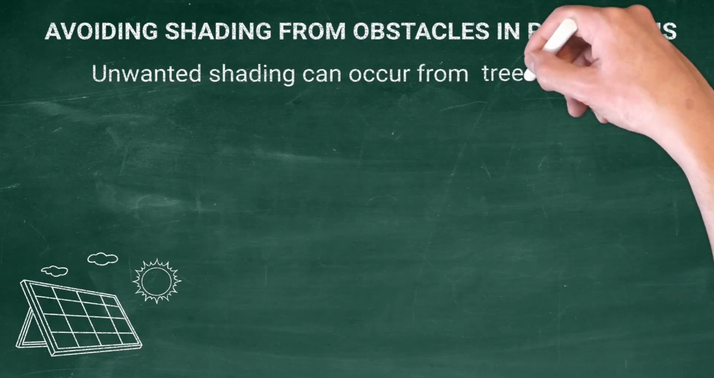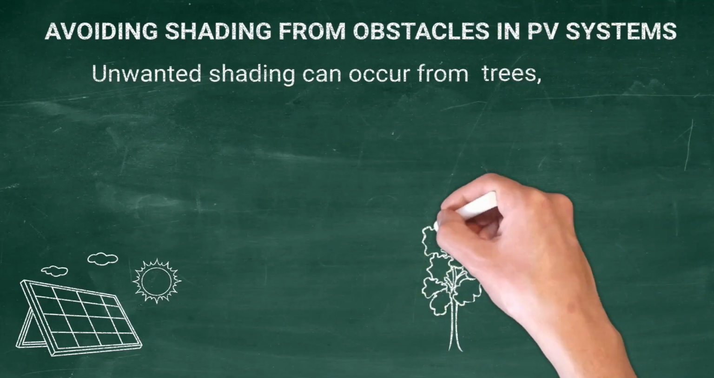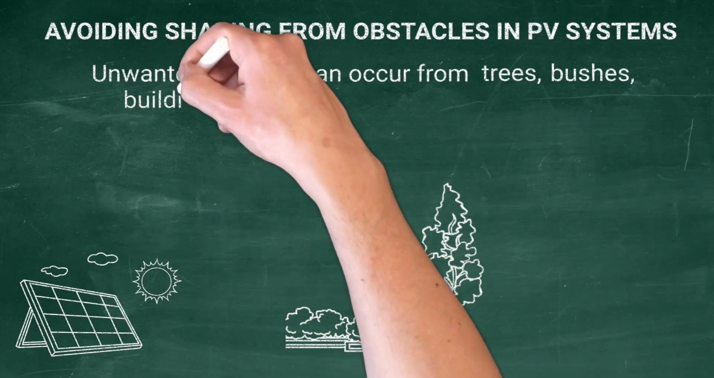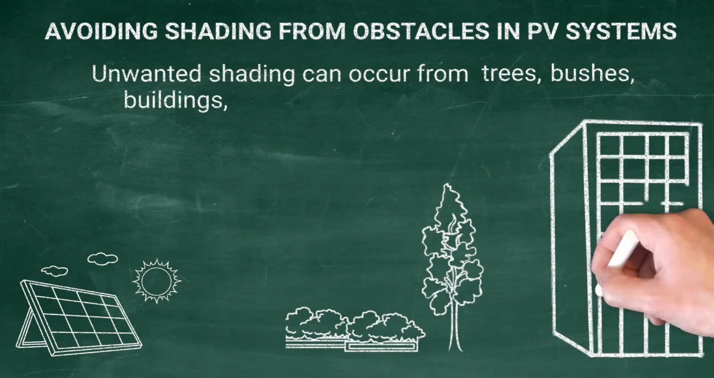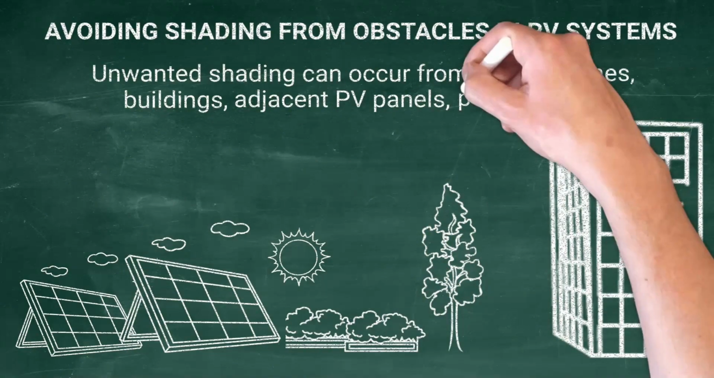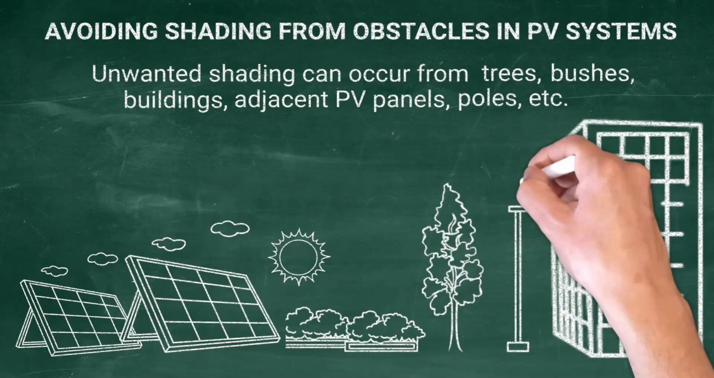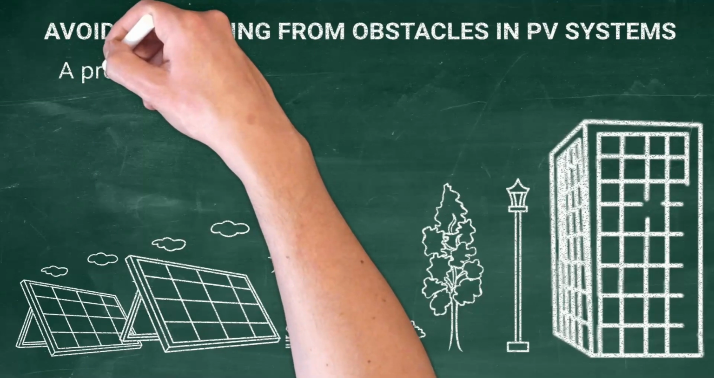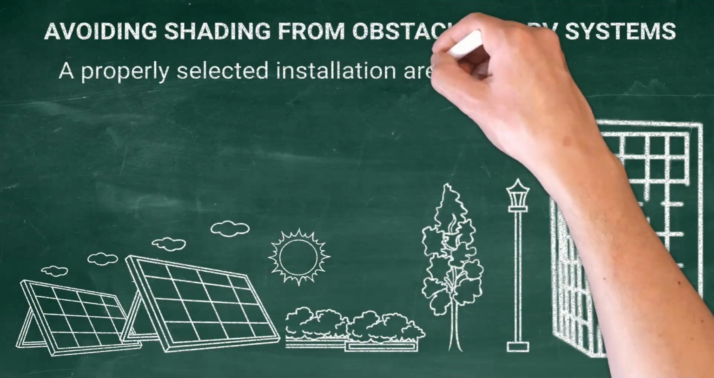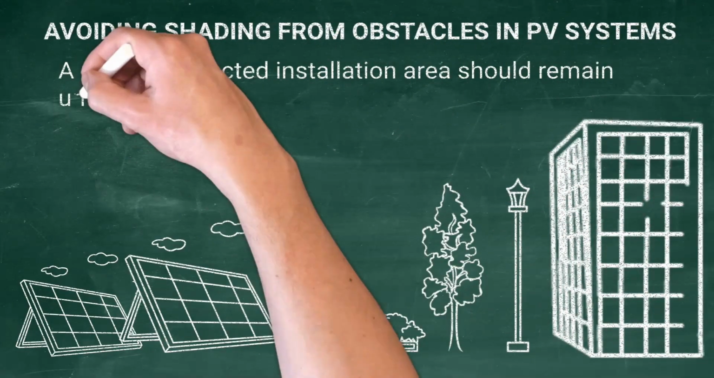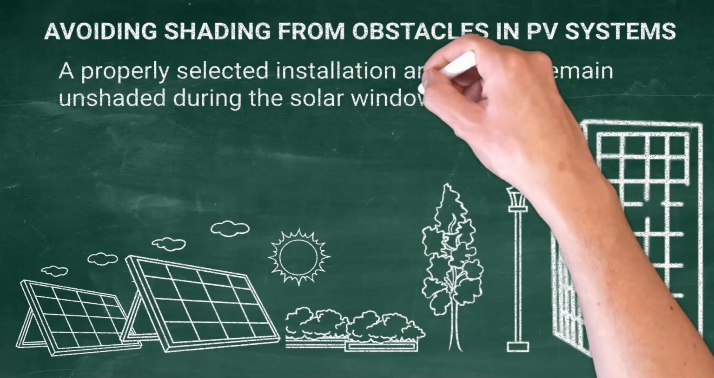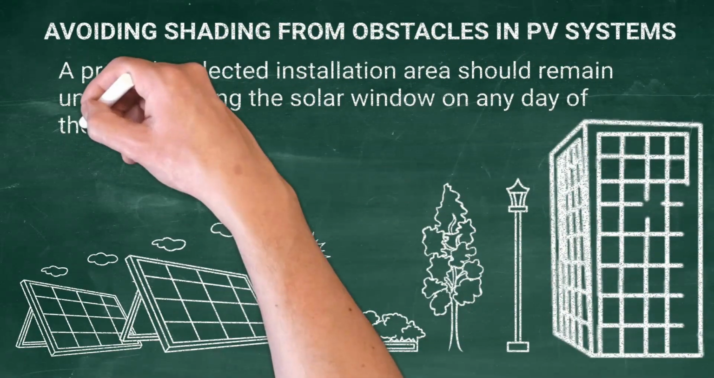Unwanted shading can occur from a number of sources, such as trees with spreading branches or thick foliage, bushes that may grow taller over time, buildings that are nearby or newly constructed, adjacent PV panels that are positioned closely together, poles like utility or streetlight poles, and other similar objects that can block sunlight. A properly selected installation area should remain unshaded during the solar window, within a specific time frame, on any day of the year.